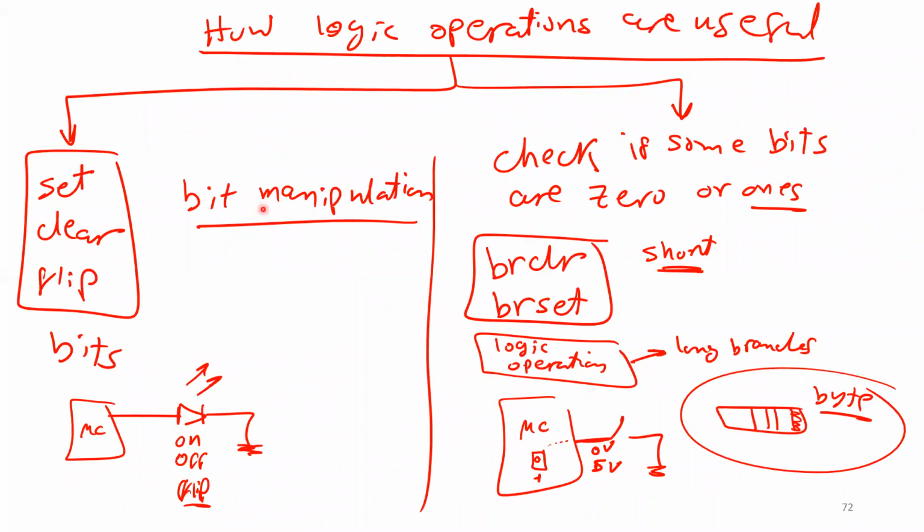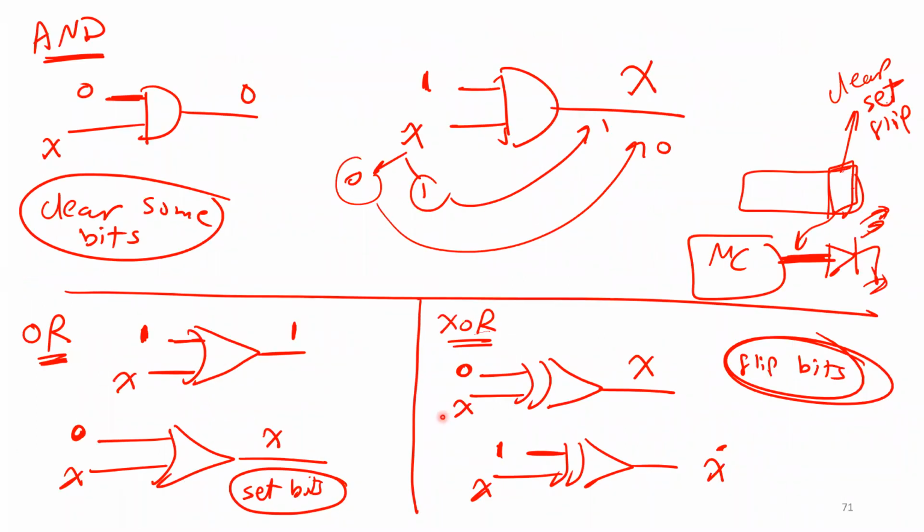They are useful because, number one, I can use them to manipulate some bits. If you have a byte, you can change some bits in this byte. You can set some bits and not change the other bits. You can clear some bits and not change the other bits. You can flip some bits, and I'm not going to change the other bits, okay? Or you can have a byte and check if this bit is 1 or 0, right? Again, I told you in chapter 3, we are going to do this all the time. Let me see the time. Still, we have 1 minute, okay?